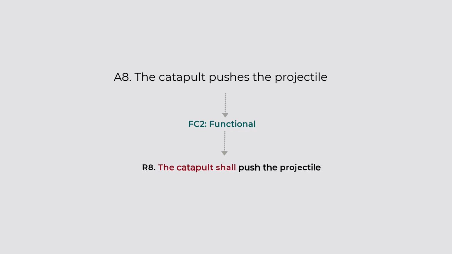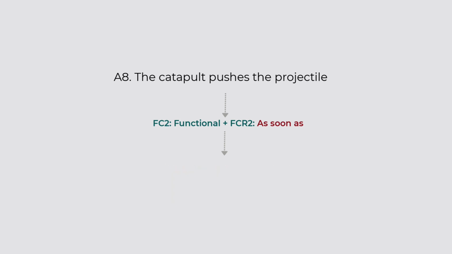Now, if we want the catapult to push the projectile immediately after the user triggers the release, then the formula FCR2 applies. The application of the formula FCR2 requires the addition of the phrase as soon as. By combining formulas FCR2 and FC2, the requirement becomes, as soon as the user triggers the release, the catapult shall push the projectile.